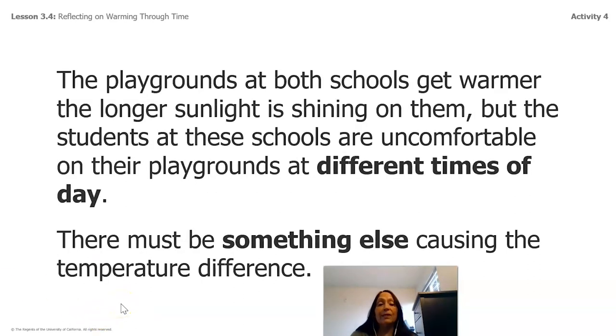The playgrounds at both schools get warmer the longer sunlight is shining on them. But the students at these schools are uncomfortable on their playground at different times of the day. So there must be something else causing the temperature differences. But in order to find out, you would have to hear the next lessons that are coming up in chapter 4. And I cannot wait to explore all those answers with you.